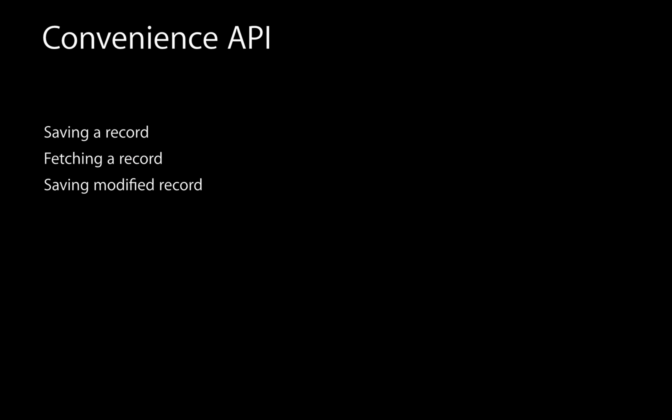All right, so that's the convenience API, the initial typical flow that you're going to go through when talking with CloudKit. You're going to be saving records, fetching records, and taking those records that you fetched, modifying them, and putting them back up to the server.